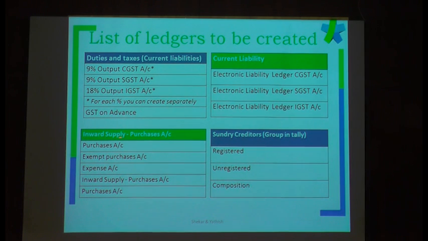Then we have the inward supply purchases account. Under inward supply, what are all the heads we are going to have? We will have a regular purchase, then purchases account, exempted purchase, and then expenses.